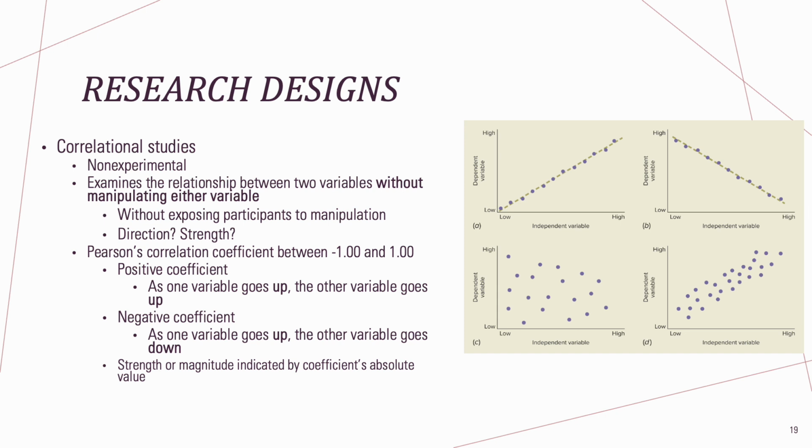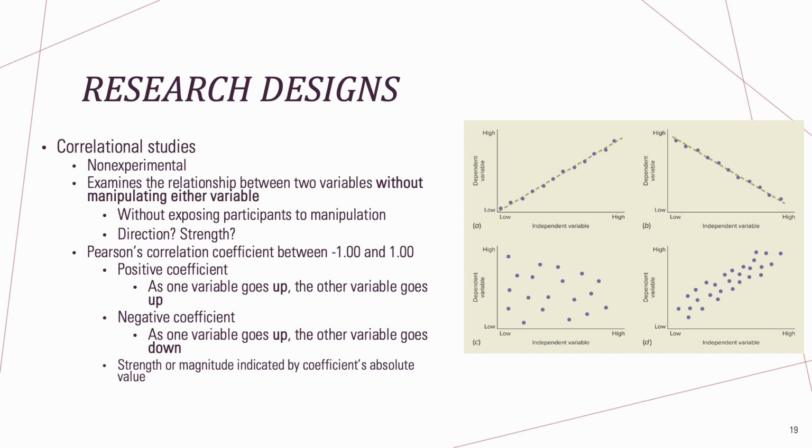Some of the drawbacks, though, is that because we're not introducing any manipulation, we really can't speak to the directionality or the strength of association. Because we're not manipulating a variable, we can't really speak to whether there's a causal relationship between these variables, because we haven't experimentally messed with the temporal timing of the variables.